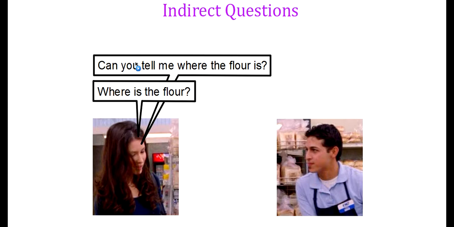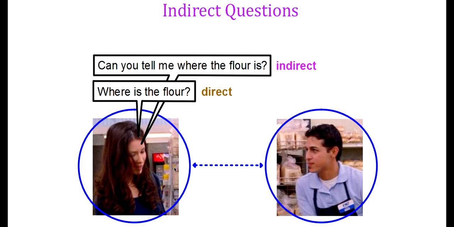Now, both of these questions are asking for the same information, the location of the flour. But this first question on bottom, where is the flour, is a direct question. And this question here on top, can you tell me where the flour is, is an indirect question. Consider the relationship between Kayla and the stock boy. Kayla and the stock boy are not friends, they're not family, they're strangers. They've never met before. And Kayla is using indirect questions because the situation is more formal. We use indirect questions to be more polite.